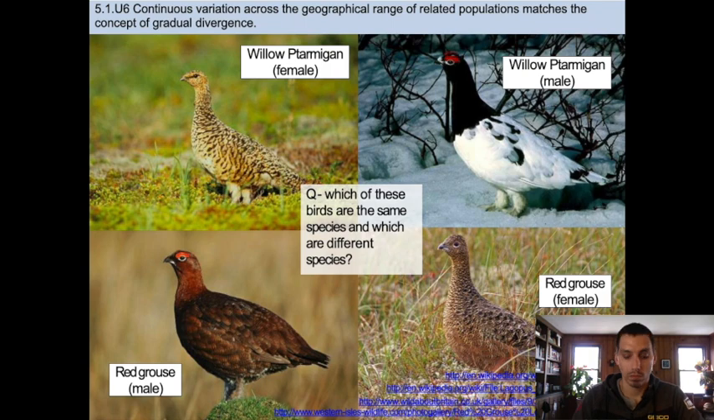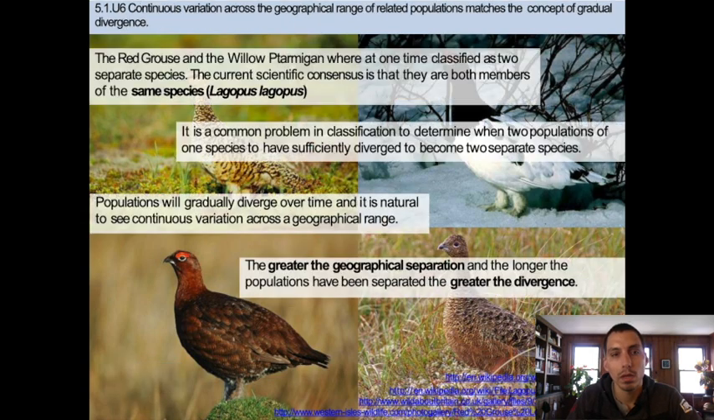Well, the top two are willow ptarmigans, one female, one male, and the bottom two are red grouses, one male, one female. Now that I pointed out, you can see the similarities, right? So at one point, those two were classified as separate species. However, the current scientific consensus is actually that they are both members of the same species. So all four of those pictures are individuals within the same species.